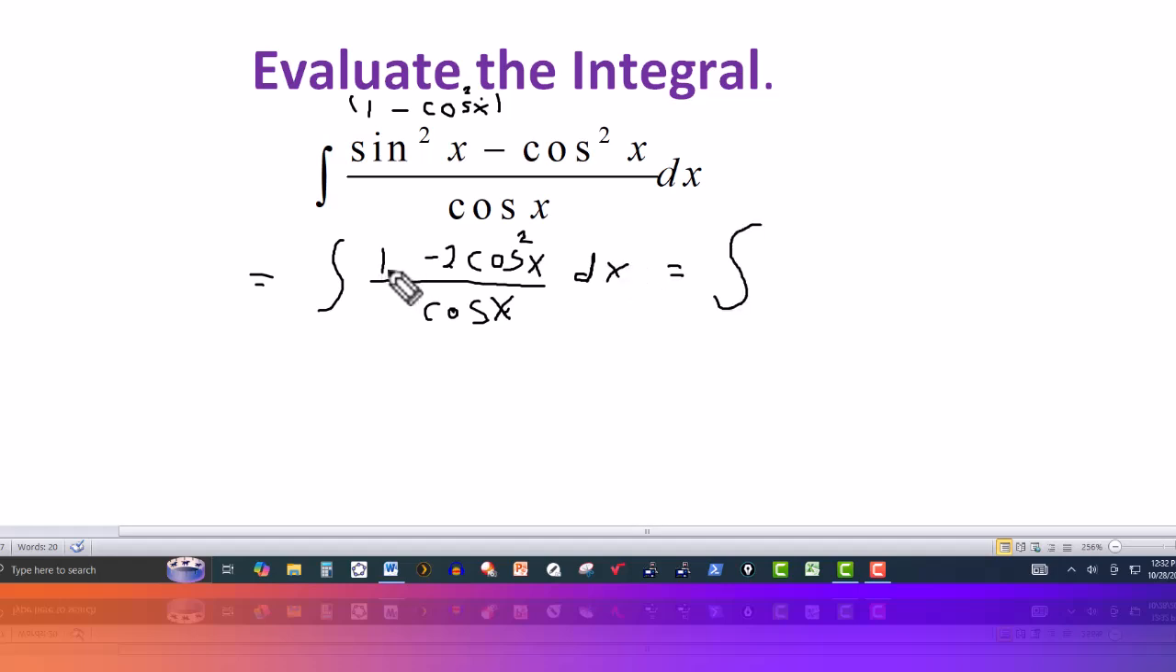Now what we can do is divide through by cosine of x. So I have 1 over cosine of x. Using our basic identities, 1 over cosine of x is the same thing as secant of x. And then dividing the minus 2 cosine squared of x by cosine of x will give me a minus 2 cosine of x. Now we get something we can integrate.